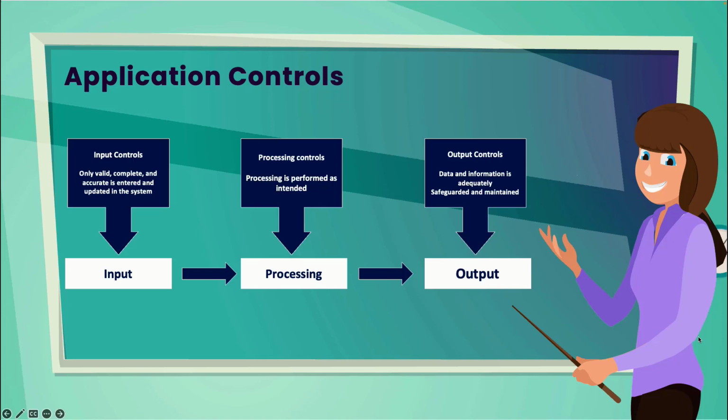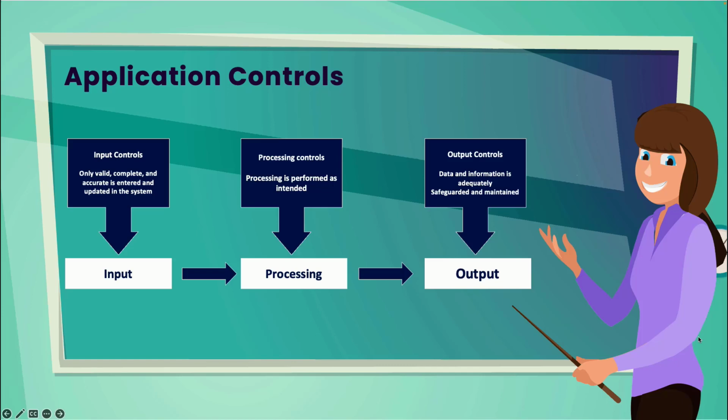So application controls are controls over the input, processing, and output functions of an application to ensure that only valid, complete, and accurate data is entered into the system or the application, to ensure that processing is performed as intended, and to ensure that data and information is adequately safeguarded and maintained once it's output.